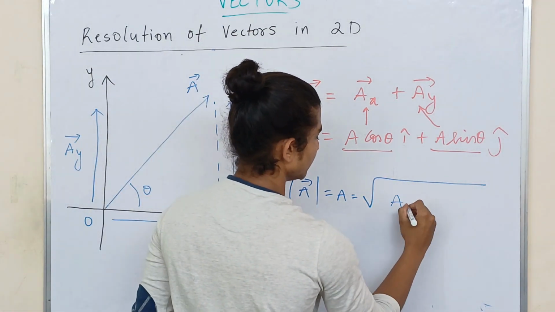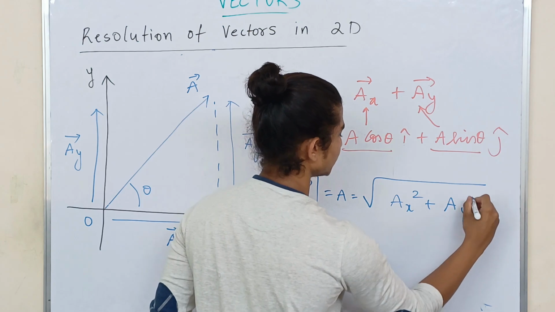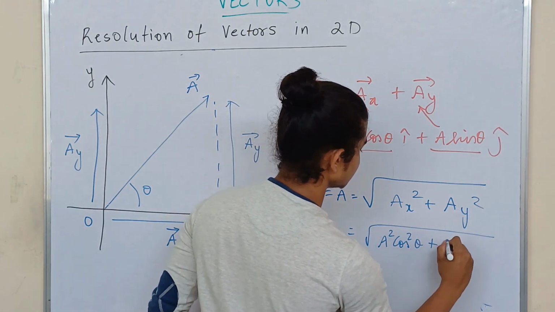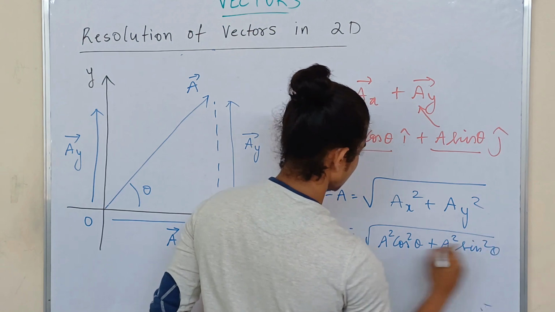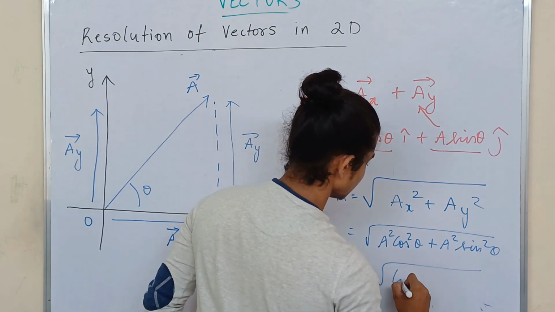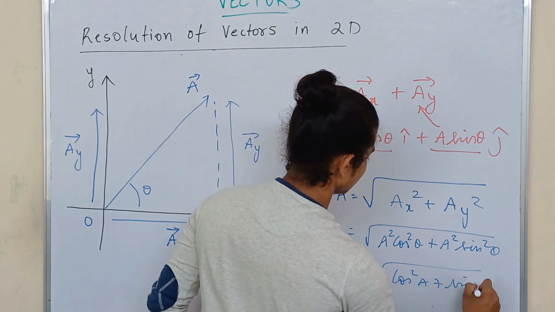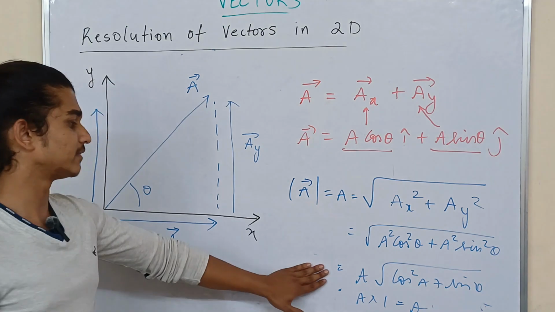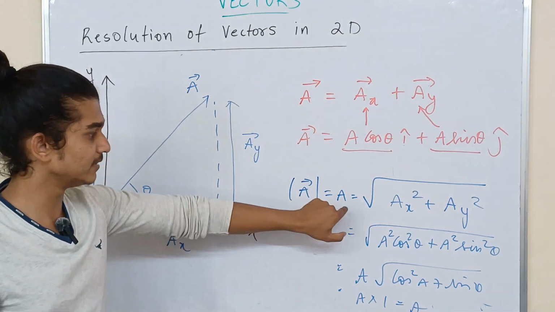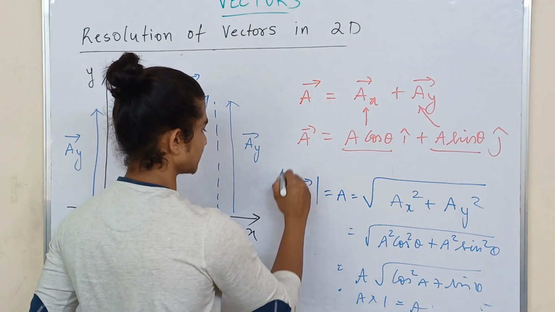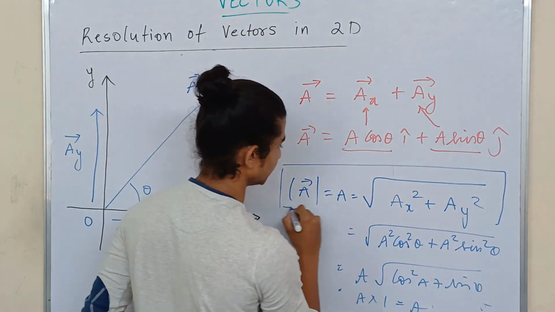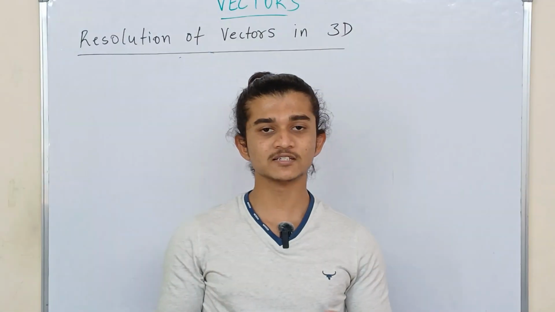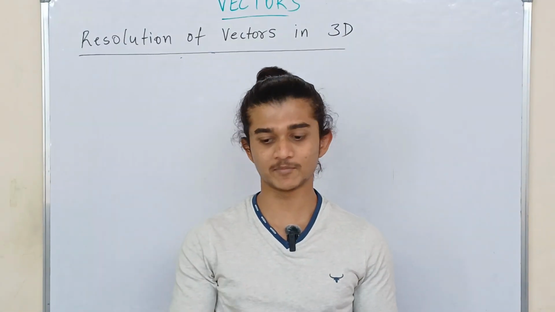So from this conclusion, I can write that the magnitude of a will be equal to the square root of ax square plus ay square, or simply a square cos square theta plus a square sin square theta, or a times the square root of cos square theta plus sin square theta. I'm going to get a into 1, which is equal to a. So from this I can prove that the magnitude of a is equal to the root of ax square plus ay square. This is a very important formula which you have to remember in order to find the magnitude of a particular vector. Okay, now let us see how we can resolve vectors in three dimensions.